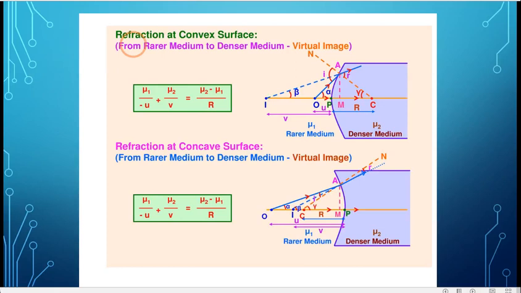The equation is mu1 upon minus u plus mu2 upon v is equal to mu2 minus mu1 upon r, which we have just seen. The refraction at a concave surface becomes mu1 upon minus u plus mu2 upon v is equal to mu2 minus mu1 upon r. It is the same. Note it down, please.